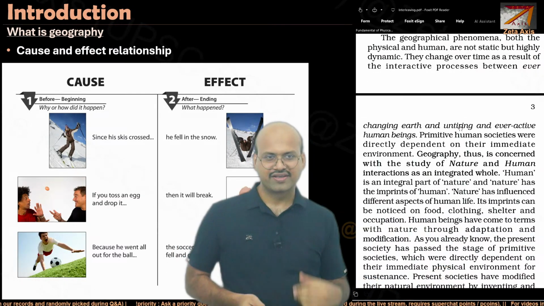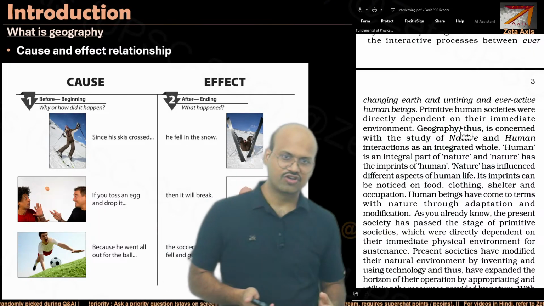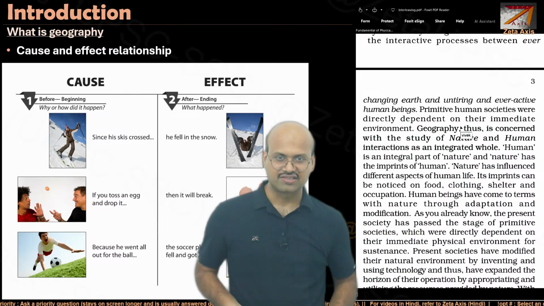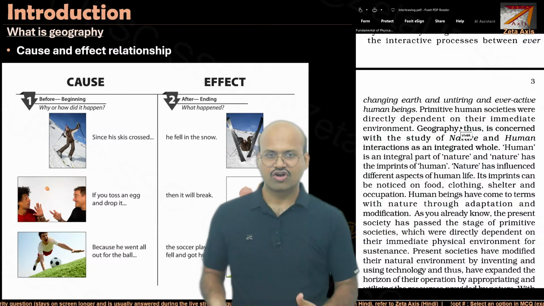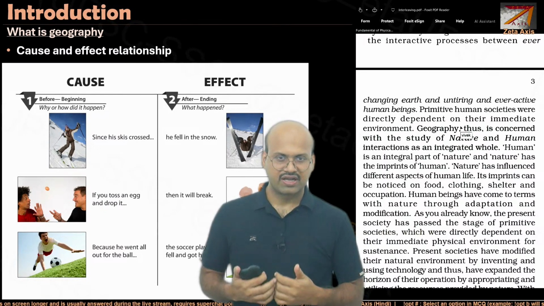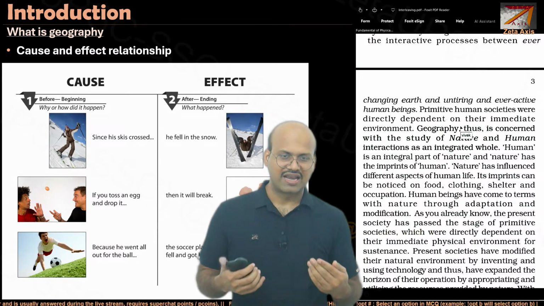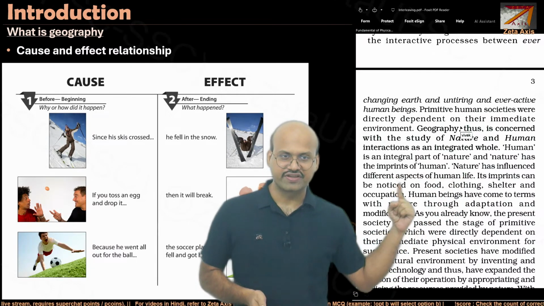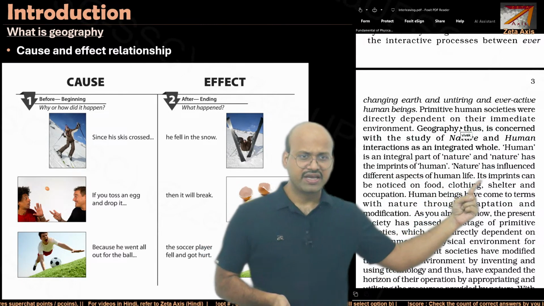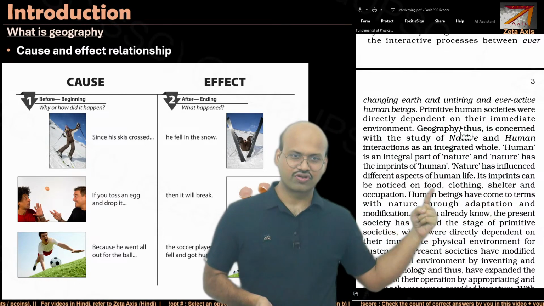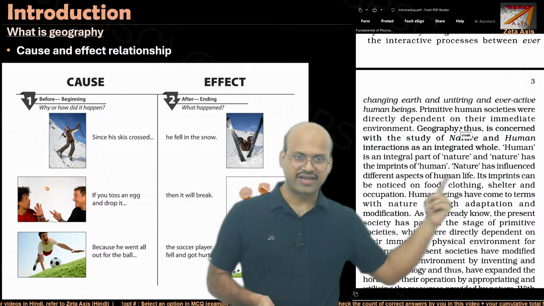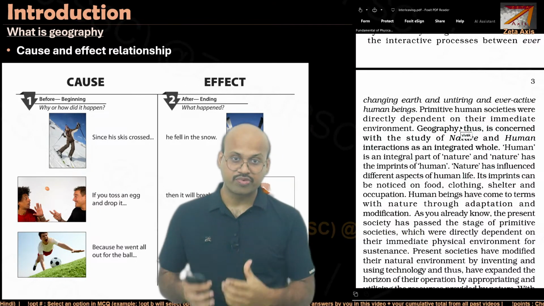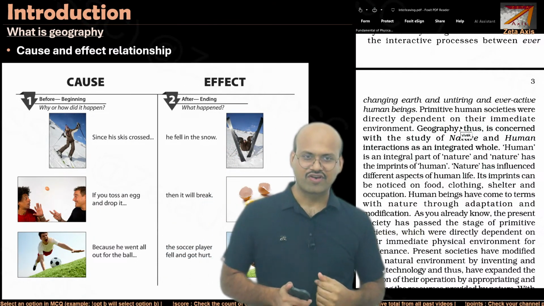So we know that there are different human beings living in different regions, and each of these regions has different climatic conditions, different rain, or a different type of landscape. Based on that, their life is also influenced. So that is how nature has influenced different aspects of our human life. Its imprints can be noticed on food, clothing, shelter, and occupation. So we know that the type of food a person or a community eats depends on what type of environment it is living in.